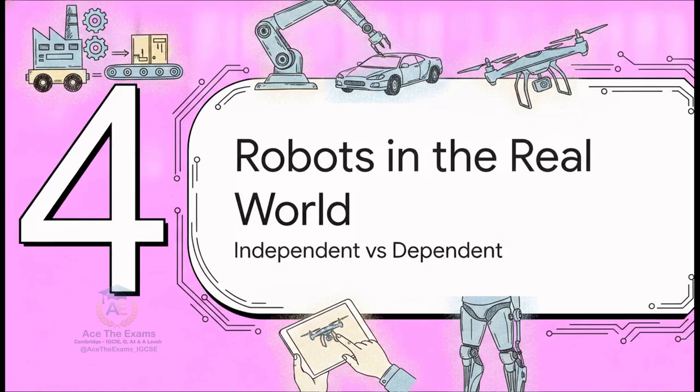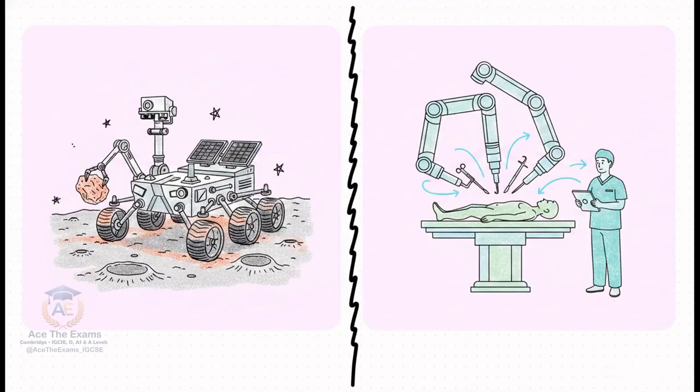Section 4, Robotics in the Real World. Let's see how these machines integrate into our lives, and specifically, the two different ways we interface with them. It is vital to distinguish between independent and dependent robots. Independent robots are completely autonomous. They have no direct human control and entirely replace human activity. Think of a rover exploring Mars all on its own.